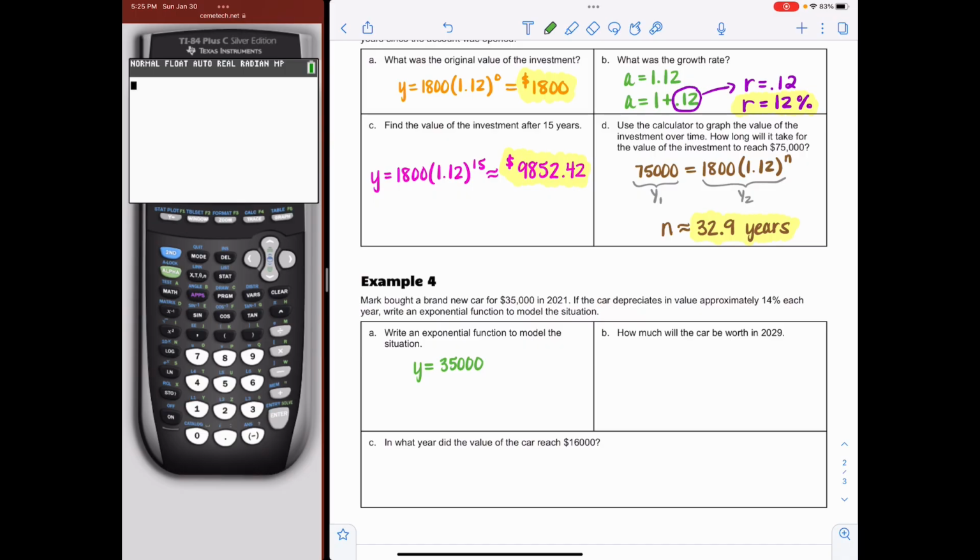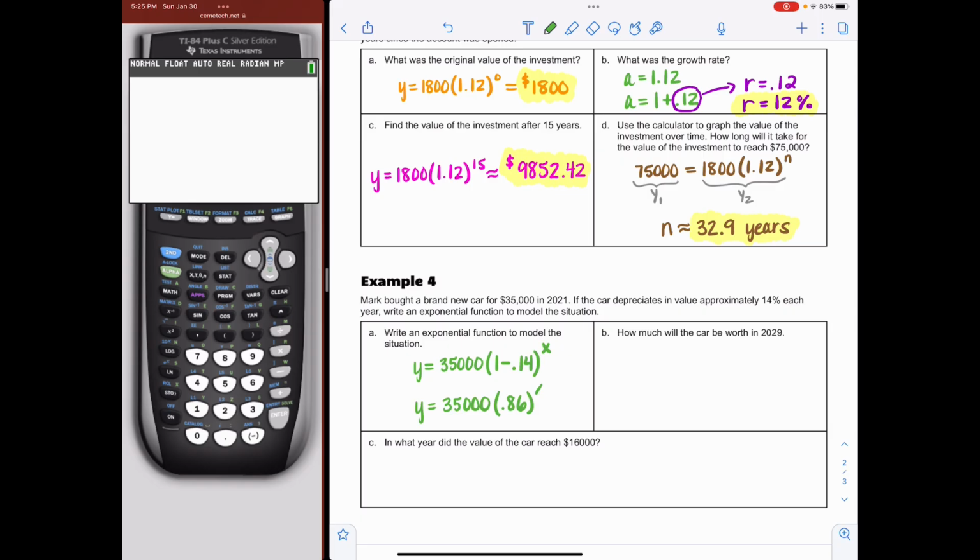So remember, you always start off with 100%. Okay? So basically, you want to decrease by 14% of your original value. So if I start off with 100%, that means I will have 1 as a regular number, and I'm going to subtract 0.14 because that's the percent that I'm subtracting each year, and I have to put it in decimal form. And I'm going to say that's going to be to the power of x. So if I simplify, I'm going to end up having y is equal to 35,000 times 0.86 to the power of x.